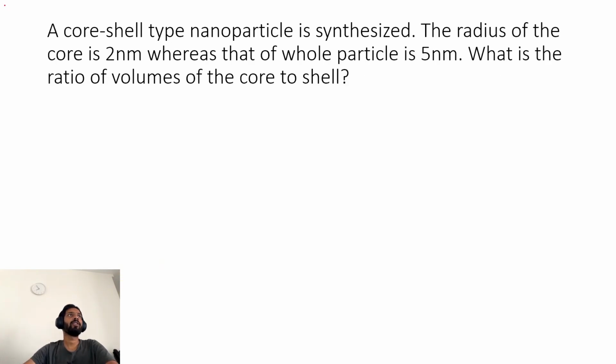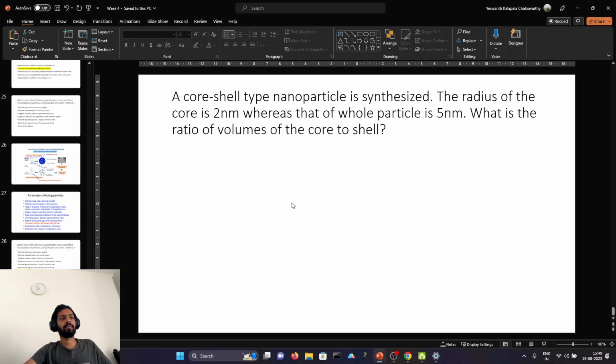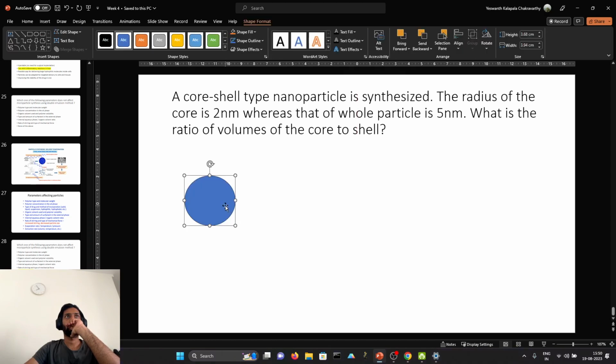Okay, so moving on, we have a numerical question. So I think final question. A core shell type nanoparticle is synthesized. The radius of the core is 2 nanometers, whereas that of the whole particle is 5 nanometers. What is the ratio of volumes of core to shell? Does anyone know how to solve this? I think it's 8 is to 125, sir.